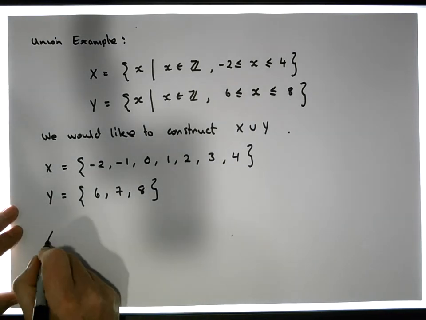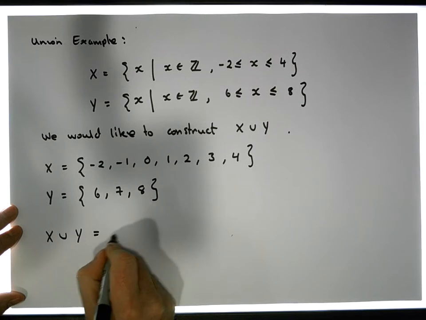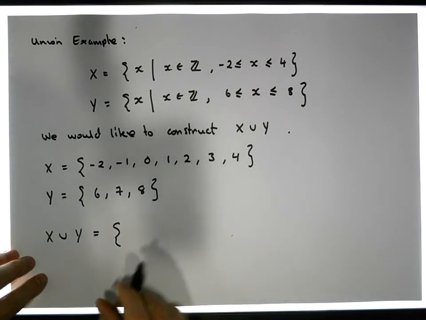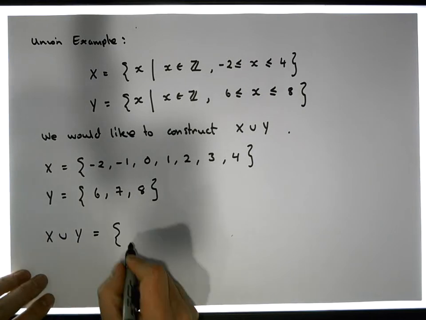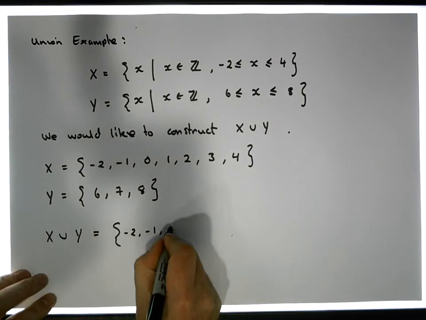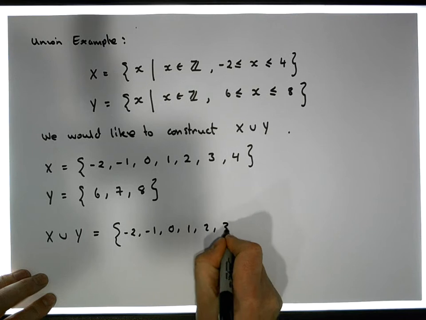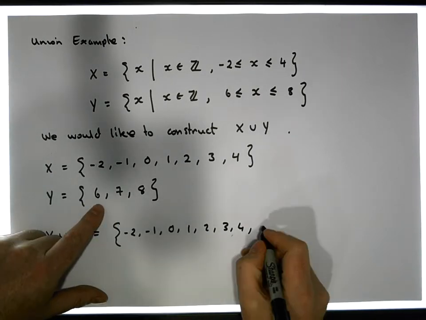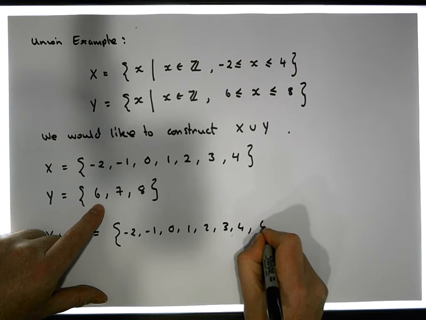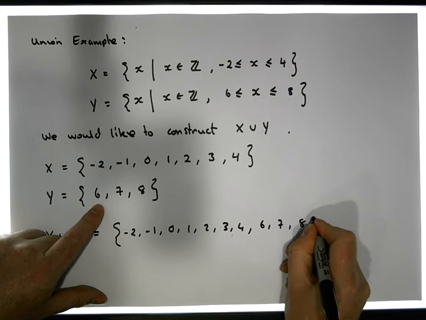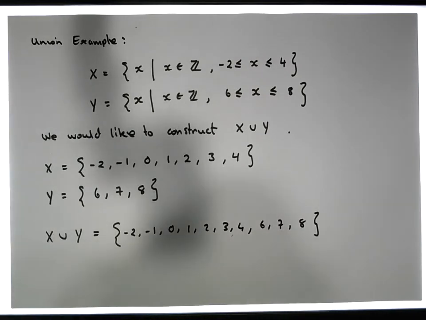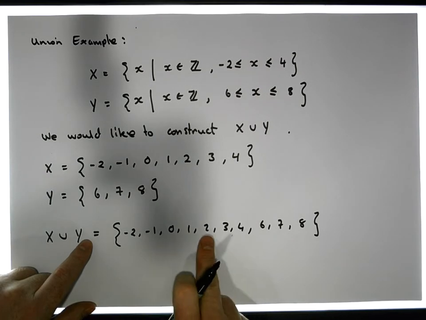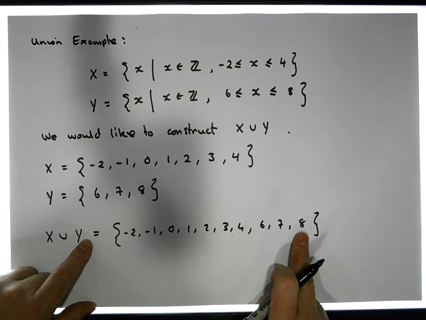So X union with Y is a new set. The set contains all the members of X, so we take everything out of X and we throw them into this set. So we have -2, -1, 0, 1, 2, 3, and 4. And we also take everything that's in Y and we throw it into this set. So what we end up with is 6, 7, 8. So we can see that X union with Y is the set that has 10 members.